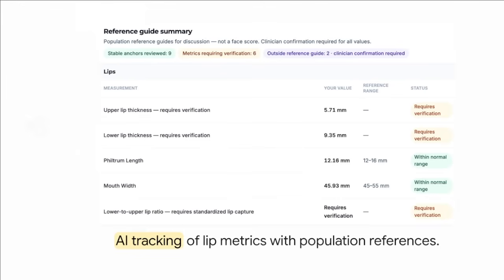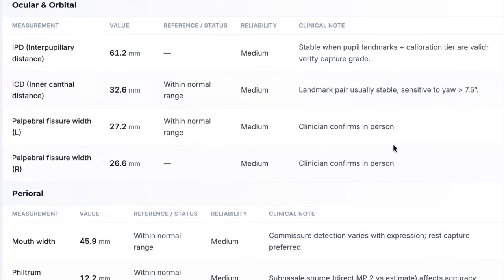And that routine patient intake from the beginning, it's now an objective, quantified baseline, letting surgeons make highly accurate, evidence-backed decisions in seconds.